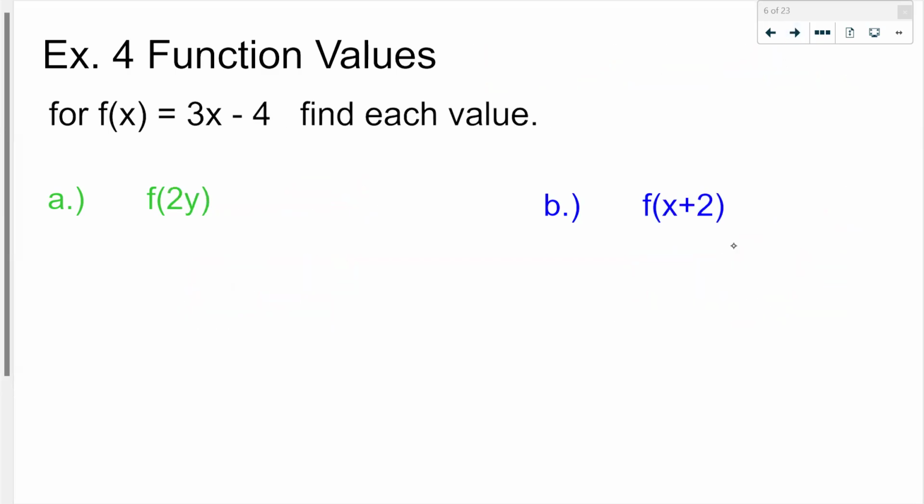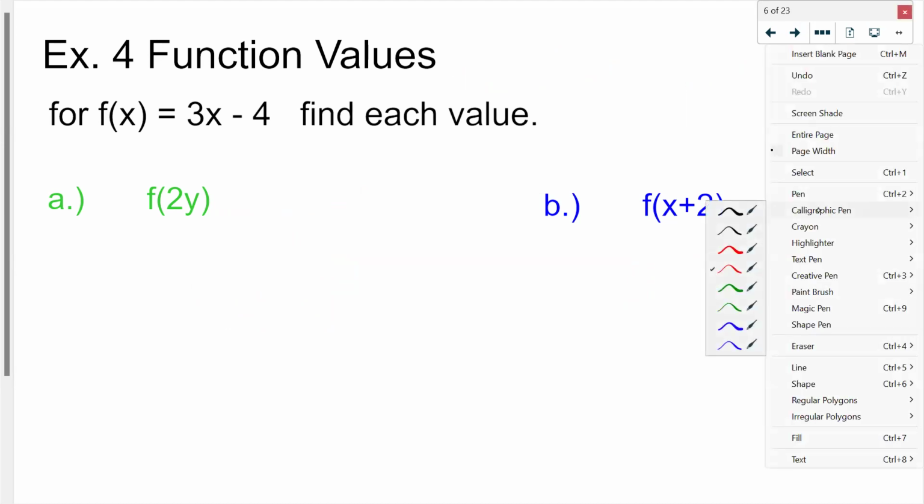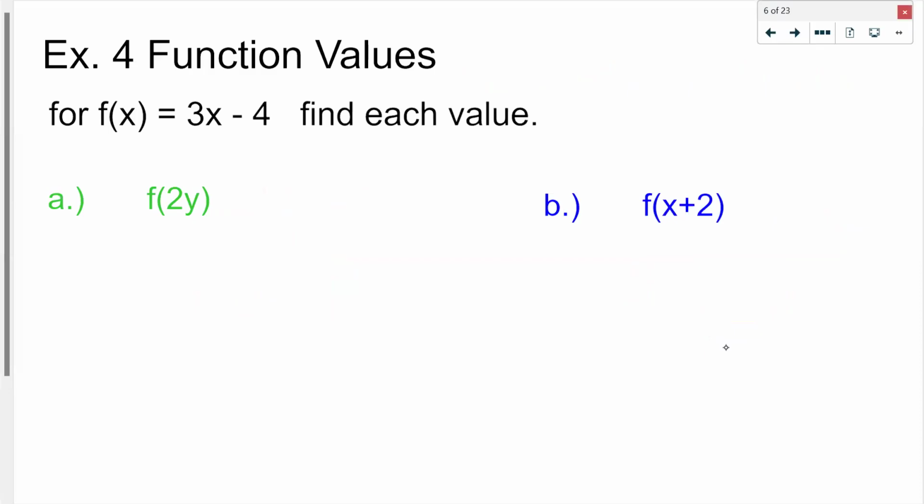Next one. We have still f of x equals 3x minus 4. So here we have f of 2y. Same concept. Even though I have a variable here, I'm still doing the same thing. What is placed in place of the x on this function? Well, it's 2y. So I'm going to replace the x in here with 2y.